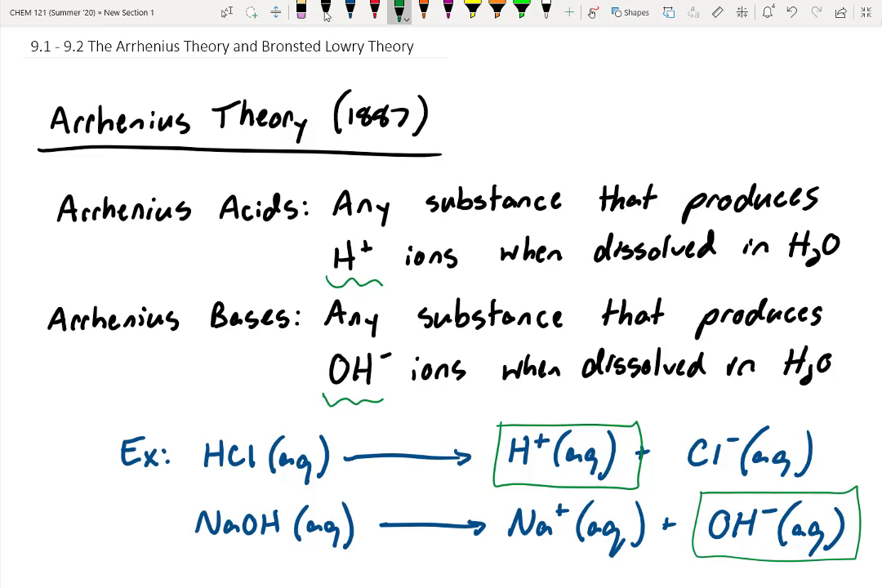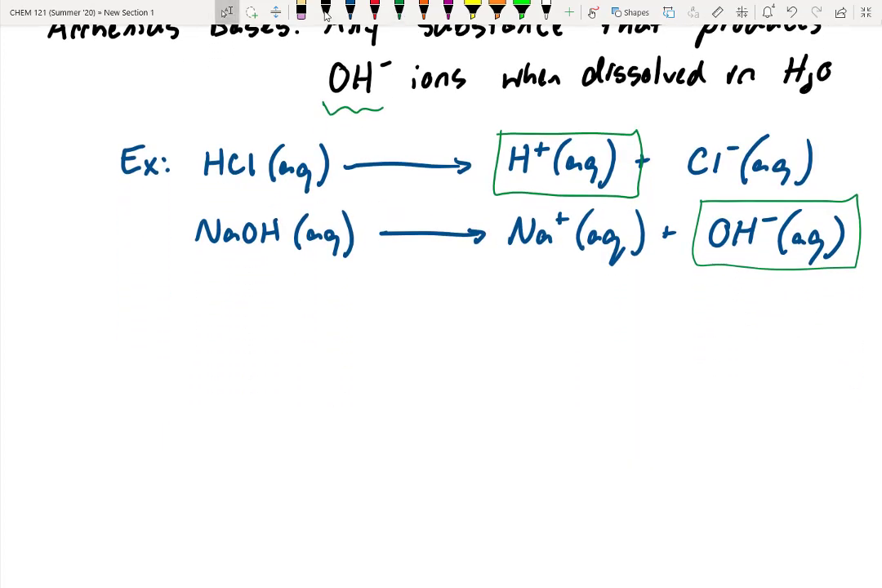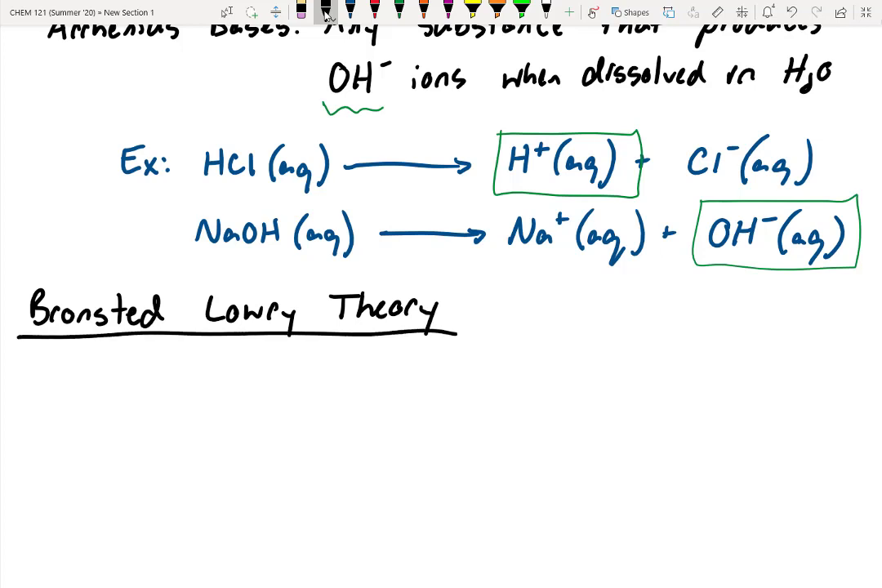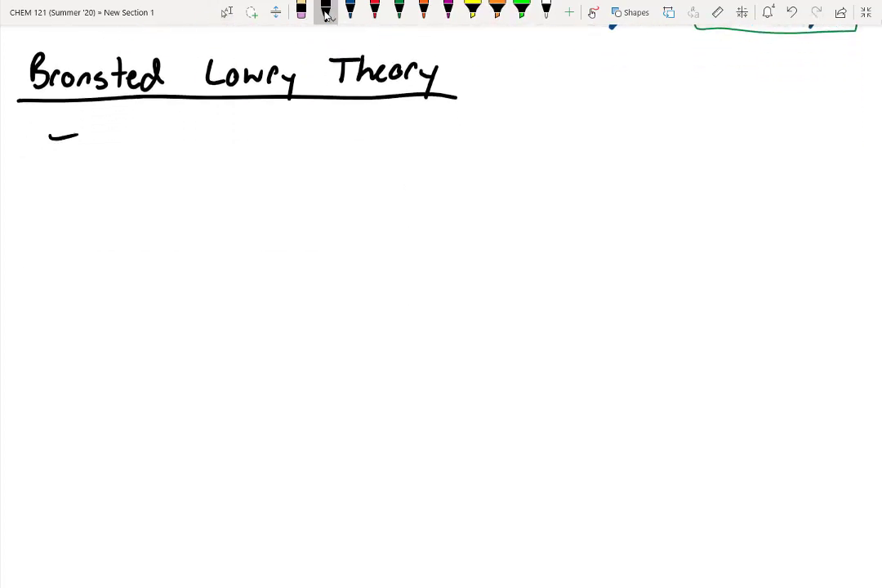All right, but like I said, there was kind of a hiccup in this theory. He was convinced that it was H plus ions. The reality is we can't produce those ions in water, and this led to a later theory called the Bronsted-Lowry theory. And the Bronsted-Lowry theory basically got to this point where it said that H plus does not exist as a free ion in water.